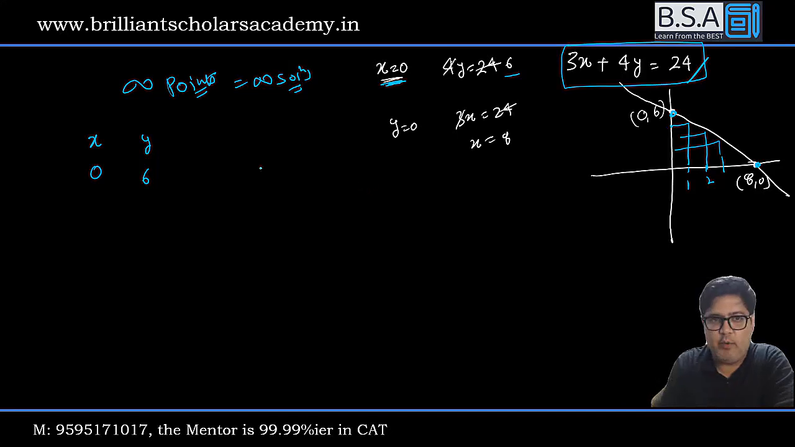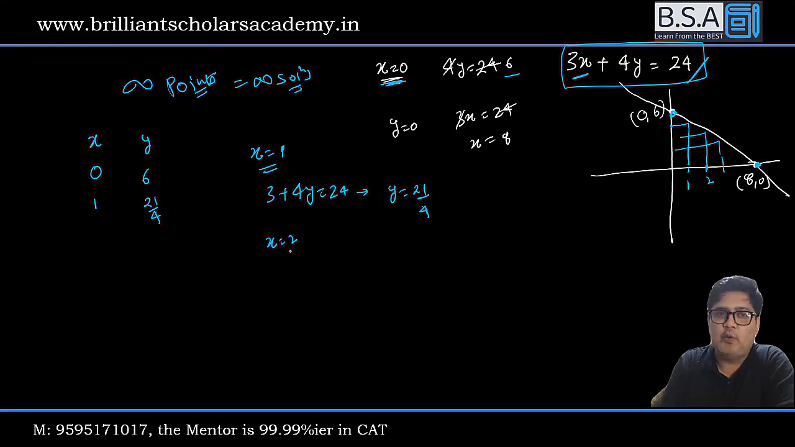Let me put more numbers. When I put x is equal to 1, you put 1 here. It becomes 3 plus 4y, 24. That gives me y is equal to 21 by 4. X is equal to 1, y 21 by 4. X is equal to 2. When I put it here, I have 6 plus 4y, 24. That gives me y is equal to 18 upon 4.